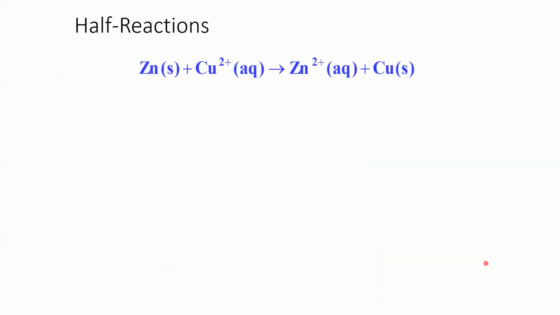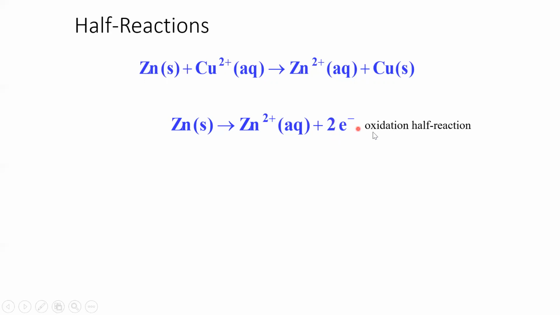All right, so let's look at another one. And this time we're going to actually write it as 2 half reactions. So the zinc is going from a 0 oxidation number to a +2 oxidation number. How is it doing that? By losing 2 electrons. Losing electrons is oxidation. So zinc is being oxidized.